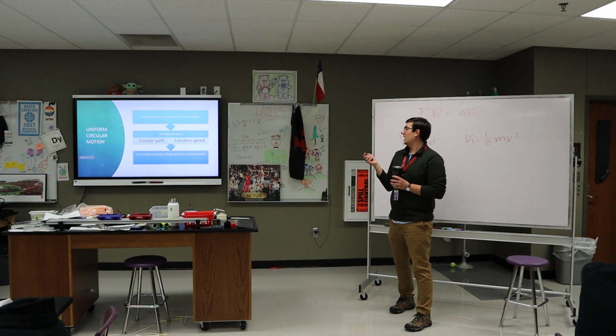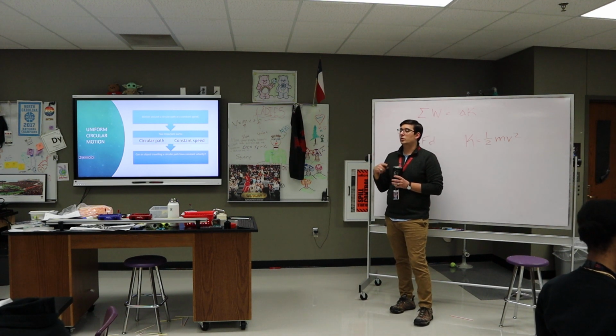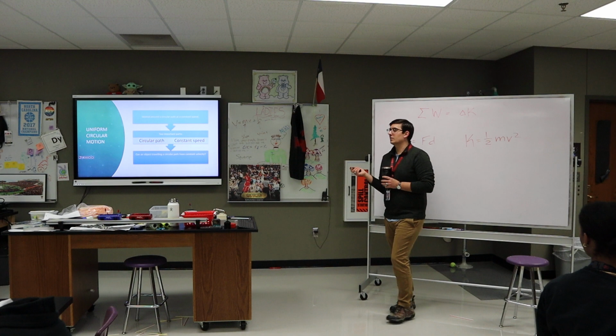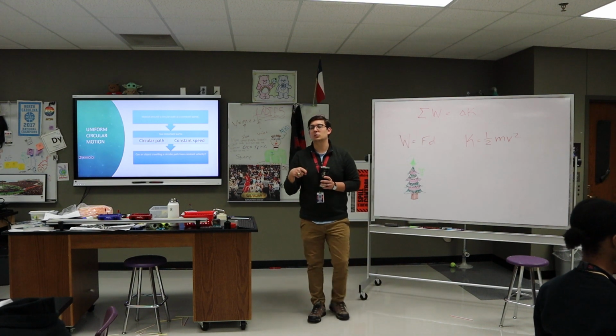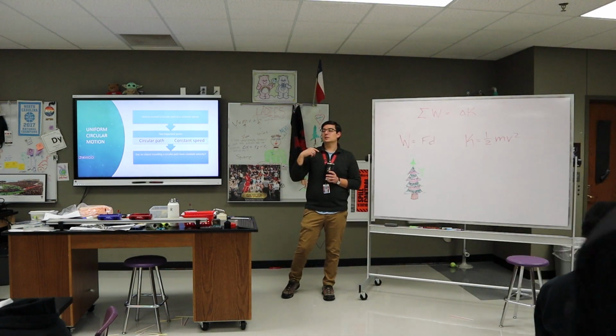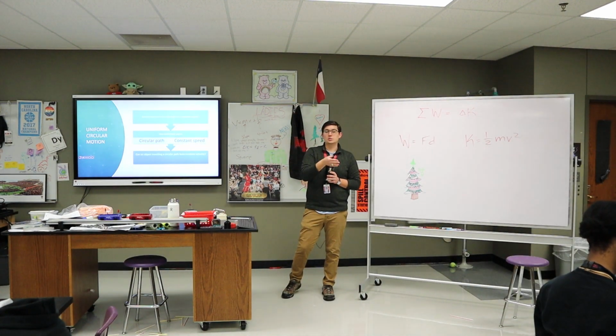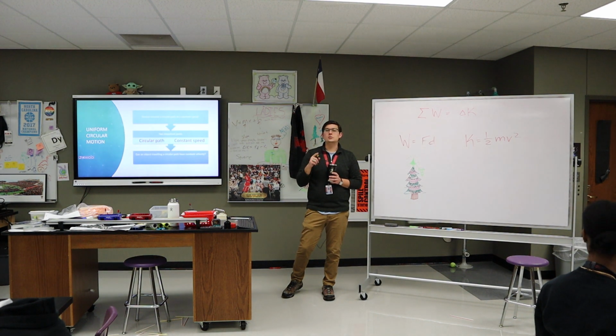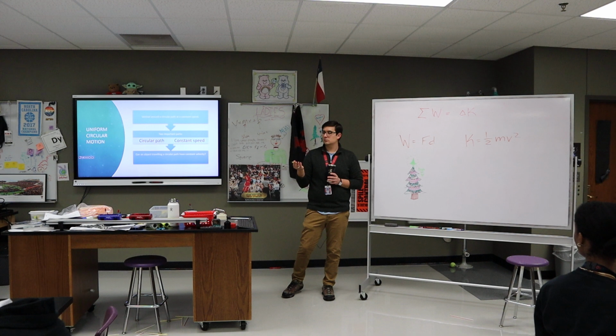So question, can an object traveling a circular path have a constant velocity? No, it cannot. It can't have a constant velocity because the direction would be changing, right? So we have this important idea that we talked about before, that velocity is a vector. It has a magnitude and a direction. So if the velocity is changing, what does that tell me? It's accelerating.